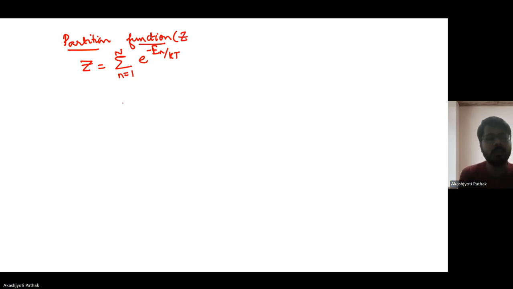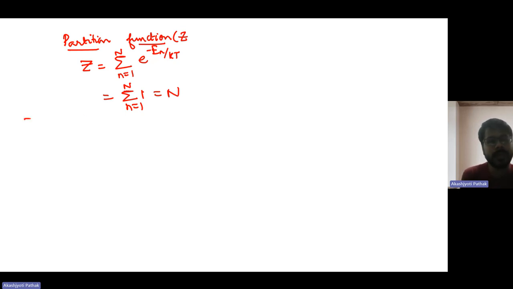Now, when we solve this further, ultimately what we were getting after solving this is the sum from n equal to 1 to N, and this was equal to capital N, the number of possible quantum states. Okay, number of possible quantum states.